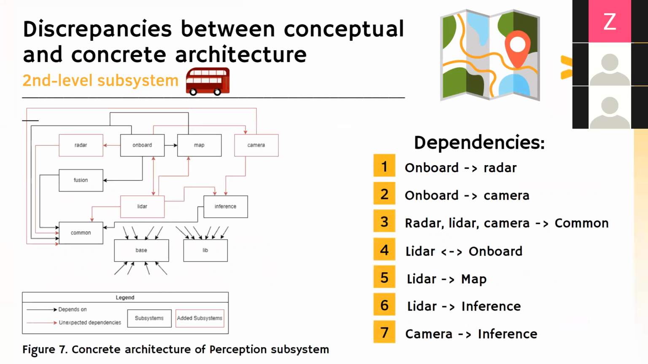For differences in the second-level subsystem aspect, as shown in Figure 7, 3 new subsystems are introduced, which are radar, camera, and lidar. Also, by using reflection analysis, we discover the following 7 unexpected dependencies in the perception subsystem: onboard to radar, onboard to camera, and the third one is radar, lidar, camera to common. Also, the interdependencies between lidar and onboard, lidar to map, lidar to interface, inference, and camera to inference.